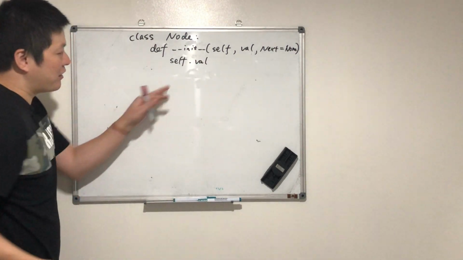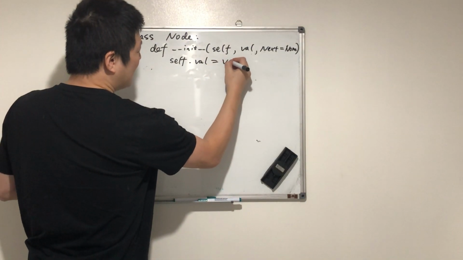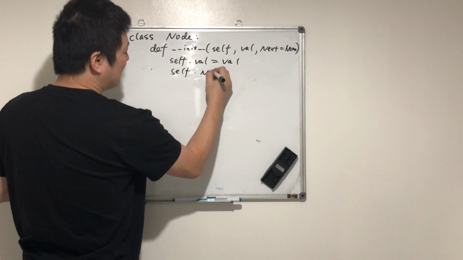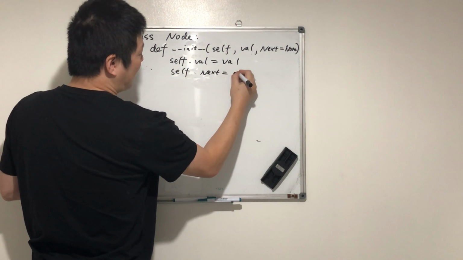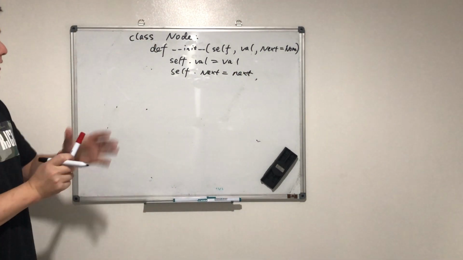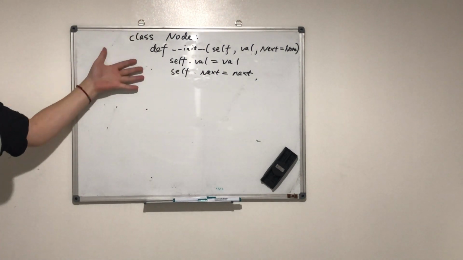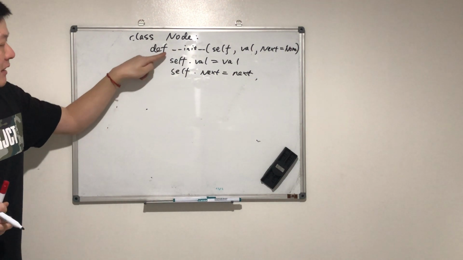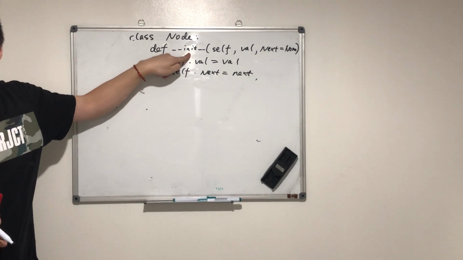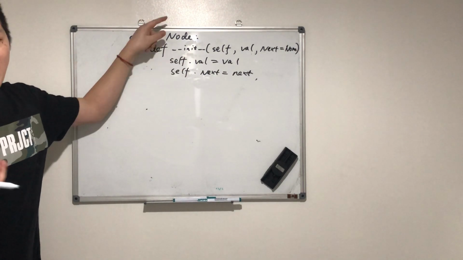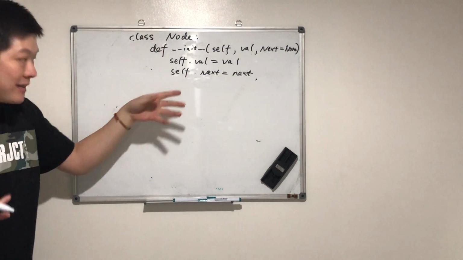We give a new attribute to value, and then self.next equals next. Okay. So defining a class in Python is very simple. You just have this class. This is a constructor, __init__, initialization. Initialization means that when a class is initialized, is created.